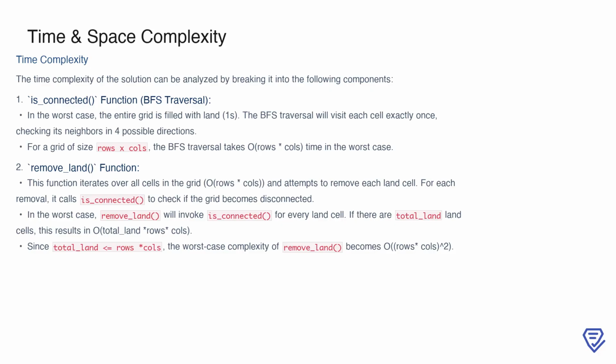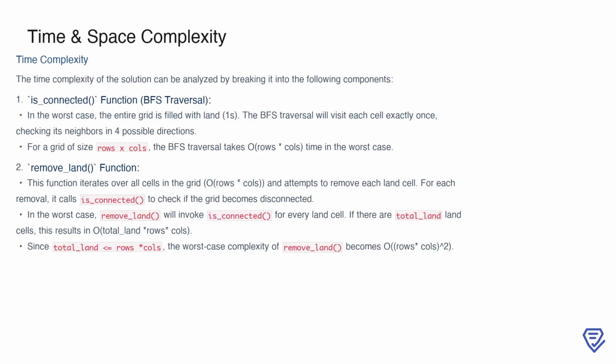To understand the time complexity of our solution, we can break it down into distinct parts. First, consider the is_connected function. This function uses a breadth-first search, or BFS, to determine if the grid remains connected after a modification. In the worst case, the grid is completely filled with land cells, meaning every cell has to be visited exactly once during the traversal. Since each cell has up to 4 neighbors to check, the overall time complexity of this function is O(rows * cols).